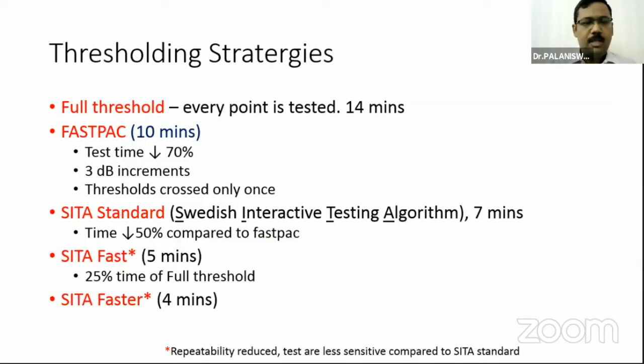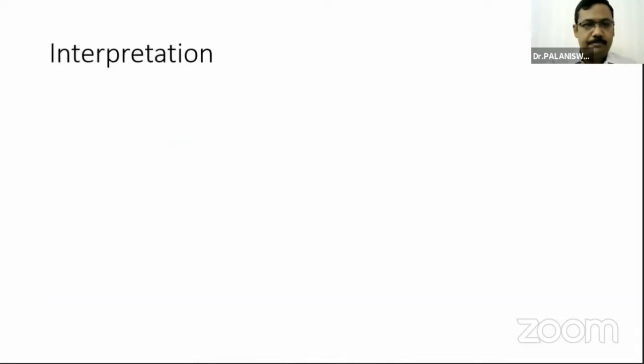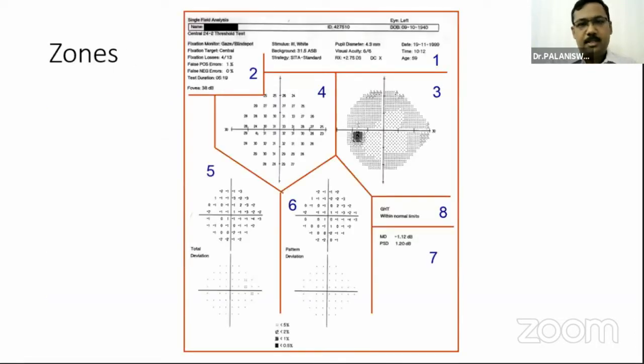We have multiple thresholding strategies. Initially, we had the full threshold. It took nearly 14 minutes. Now, with time, in order to reduce the time, we have different algorithms such as the FastPac and the SITA. Coming to the interpretation, this is how the visual field printout looks like, and there are multiple zones.